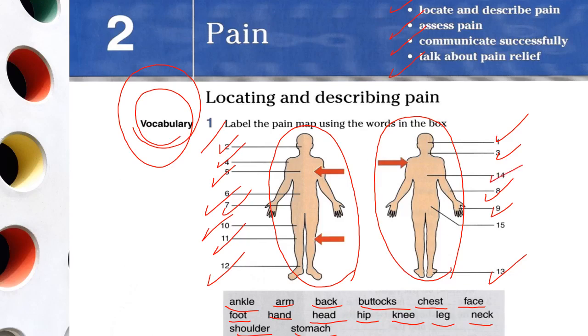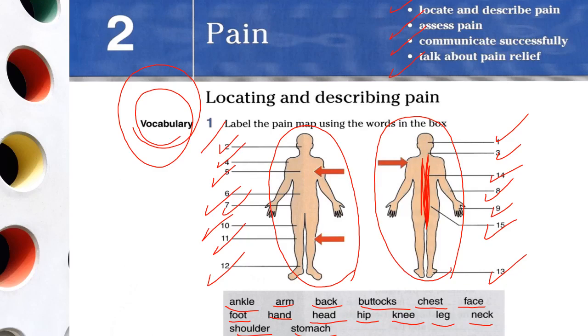Number 14, back. Okay, as you can see, this person is standing with its back to us. So we are seeing his or her back. Okay, and number 15 refers to the buttock. Okay, that's all about this exercise.